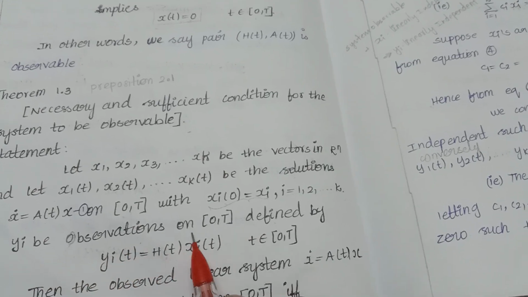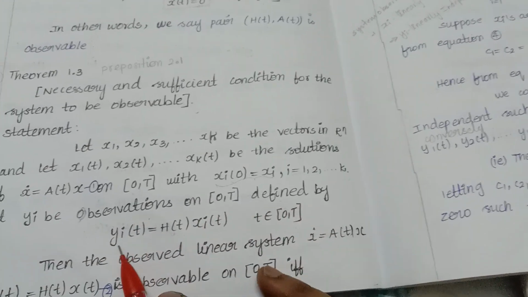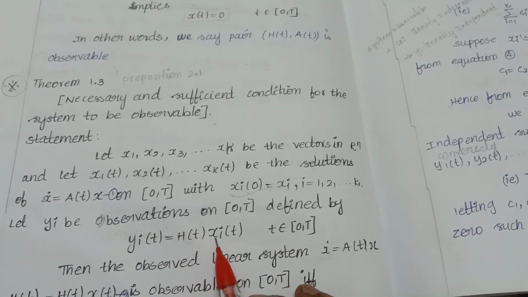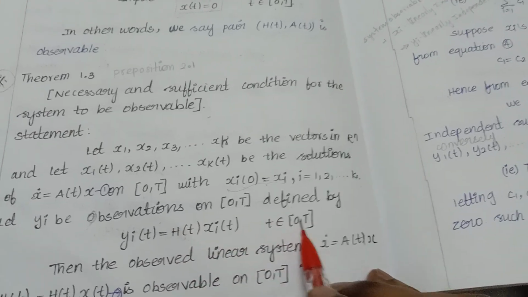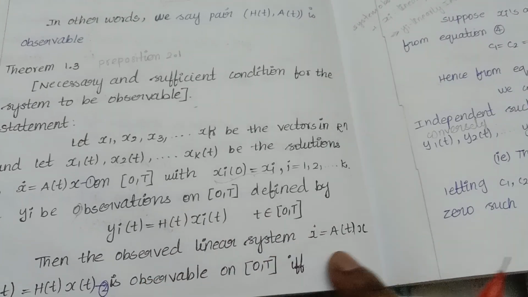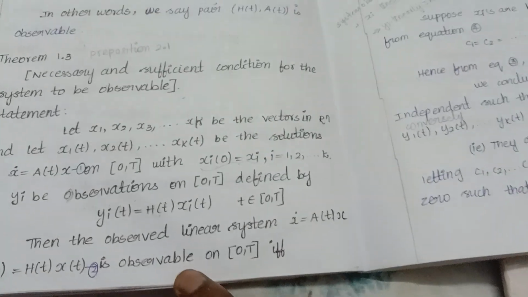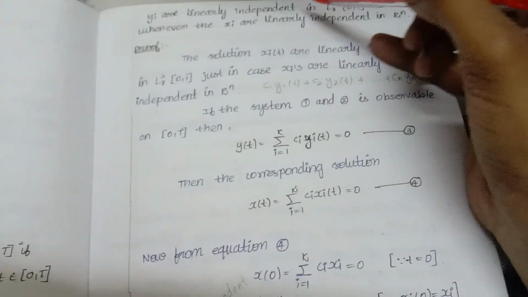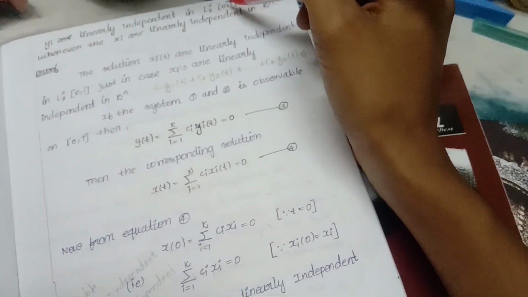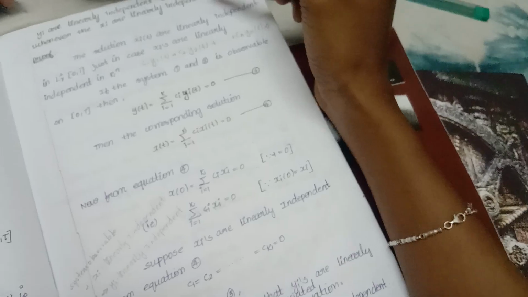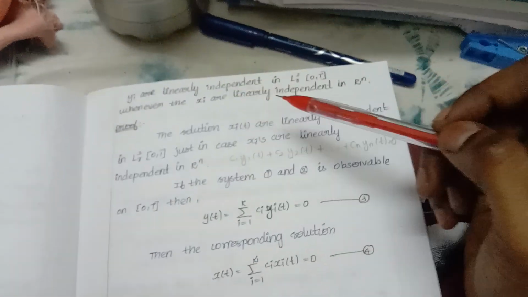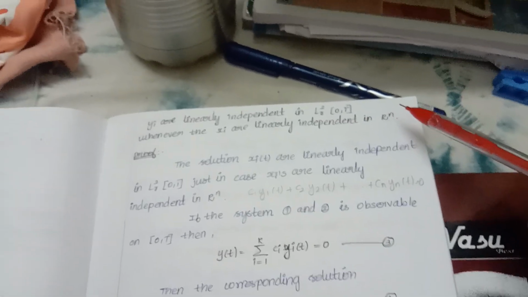yi is known as the observation on 0 to T, defined by yi(t) equal to H(t) xi(t), t belongs to 0 to T. The observed linear system is said to be observable if the yi are linearly independent in L square 0 to T, the square integrable vector functions, whenever the xi's are linearly independent in R^n.